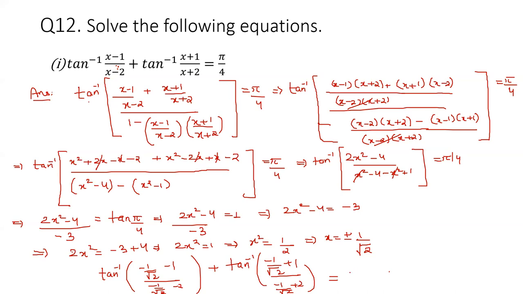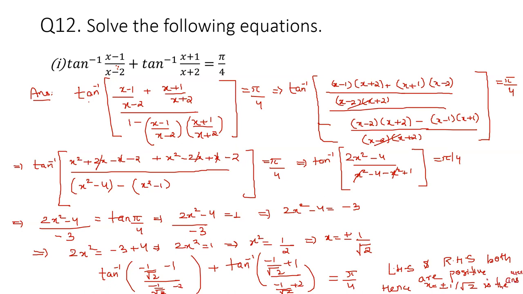RHS is also positive. Okay. This is positive. This is also positive. And RHS is positive. So it is fine. LHS and RHS, both are positive. Hence, x is equal to plus minus 1 by root 2 is the answer. So, this is the answer.